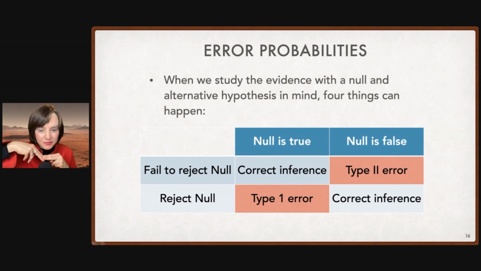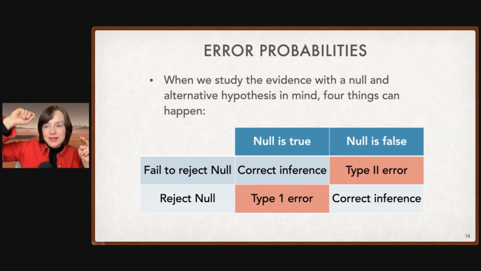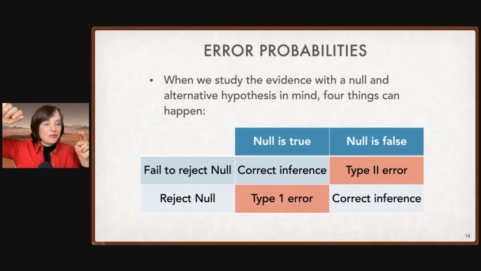A type 1 error. If we fail to reject the null, in our study, it seems like there's no relationship, but in reality, the null is false. There is actually a relationship out there in the world. We've committed a type 2 error.